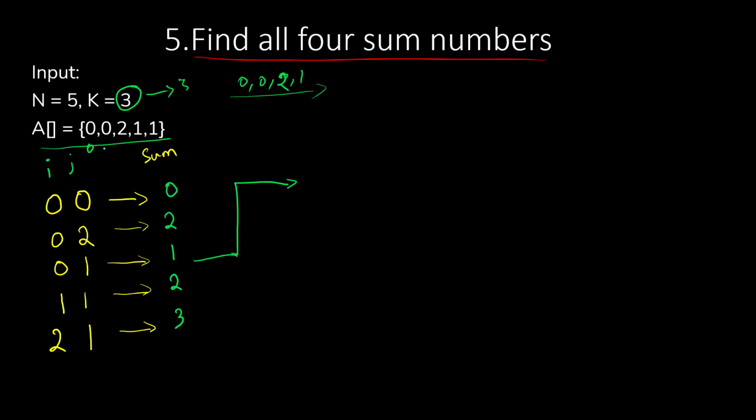0, 1, 2, 3 and 4, and below are the values. These are not indexes, this is the value at those indexes. I have written all the possible combinations for two pointers, and we have taken the summation of those two pointers here. Now let us draw this into the hash map.